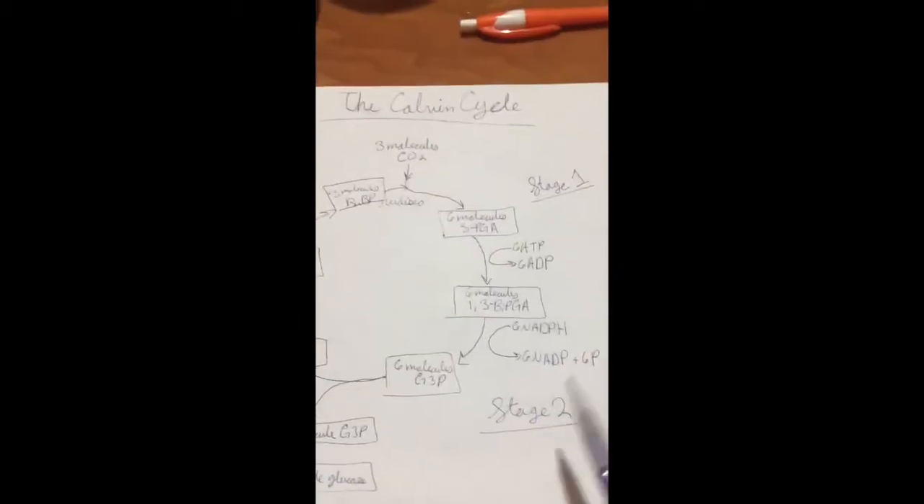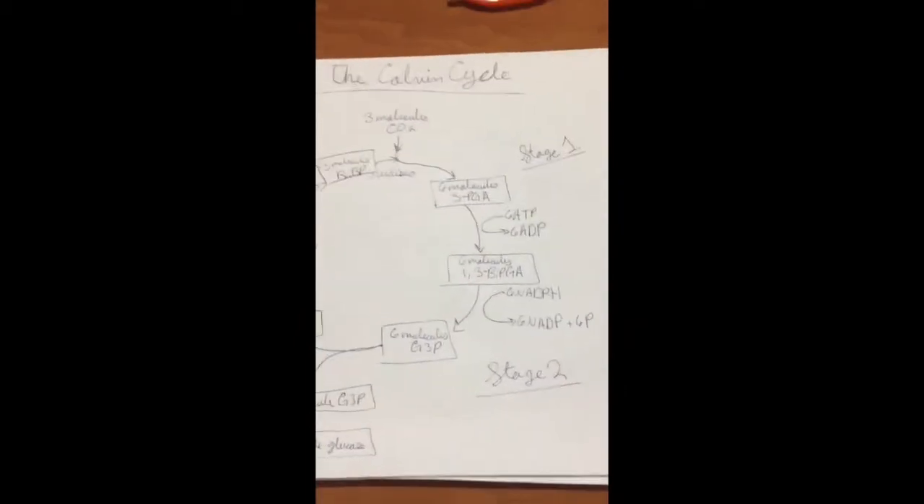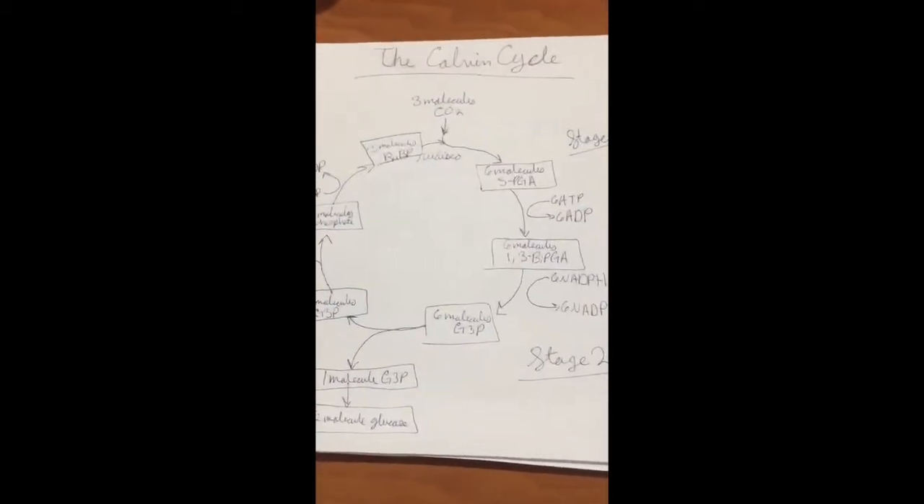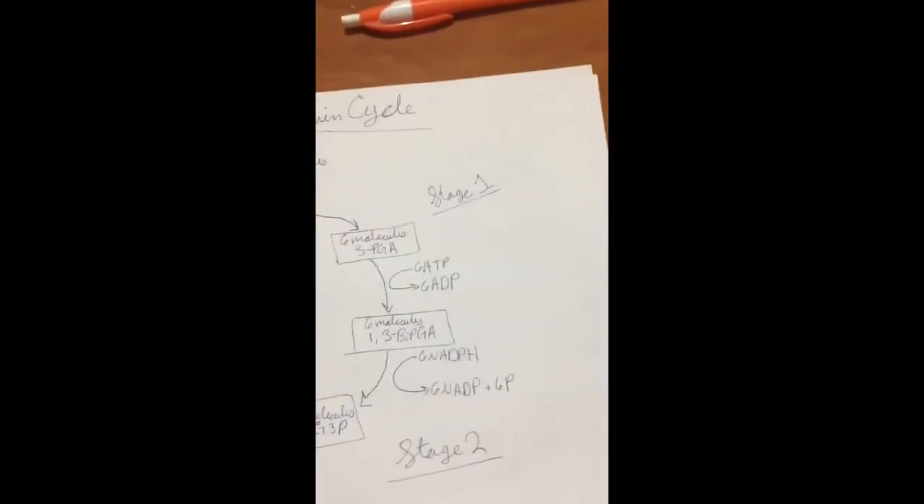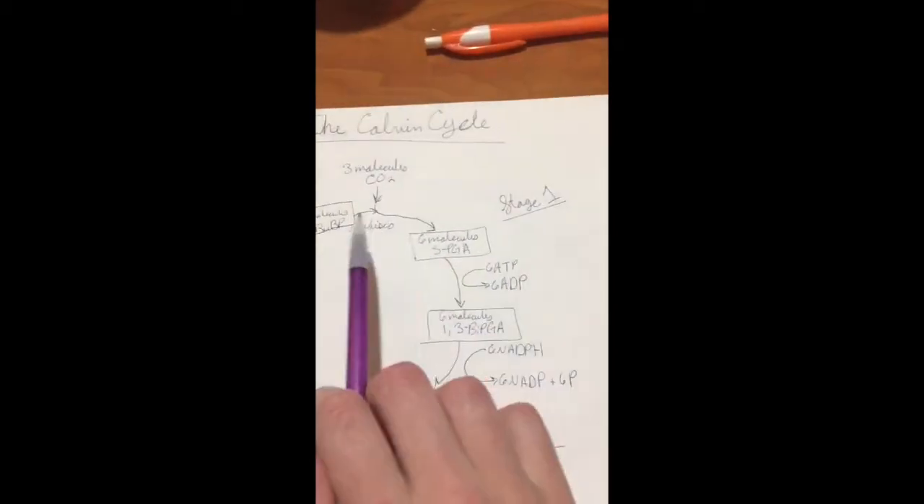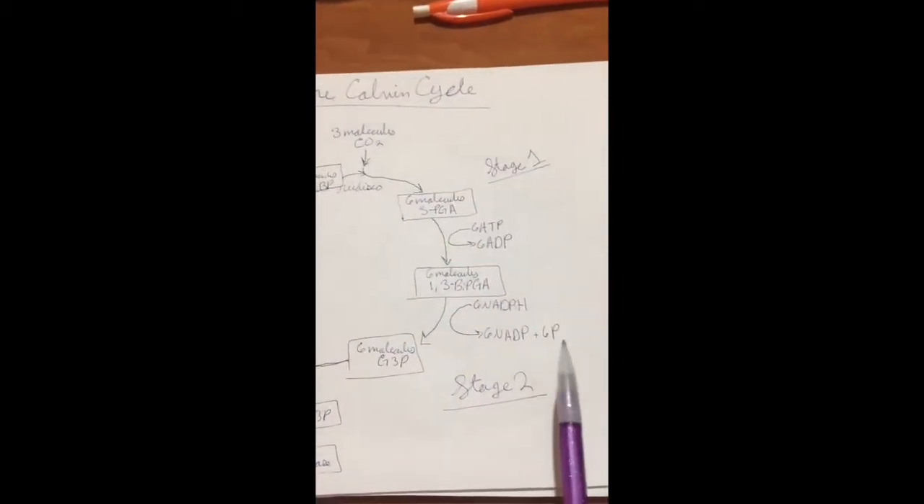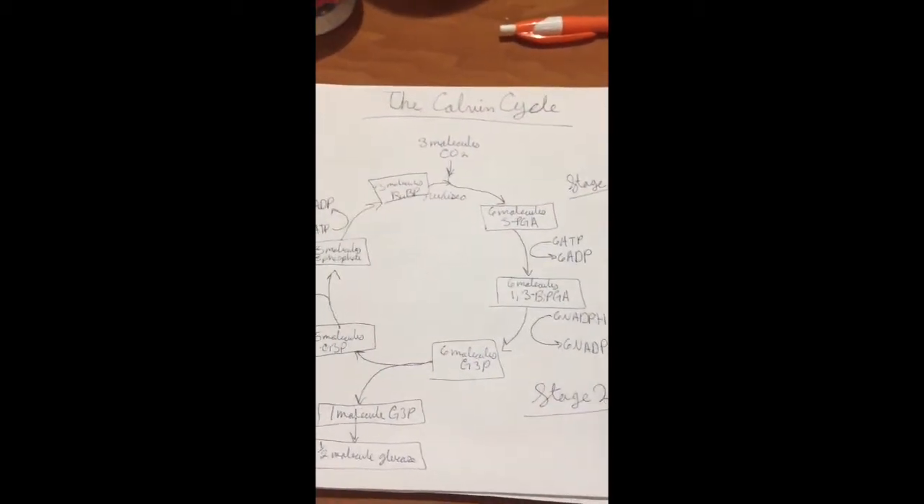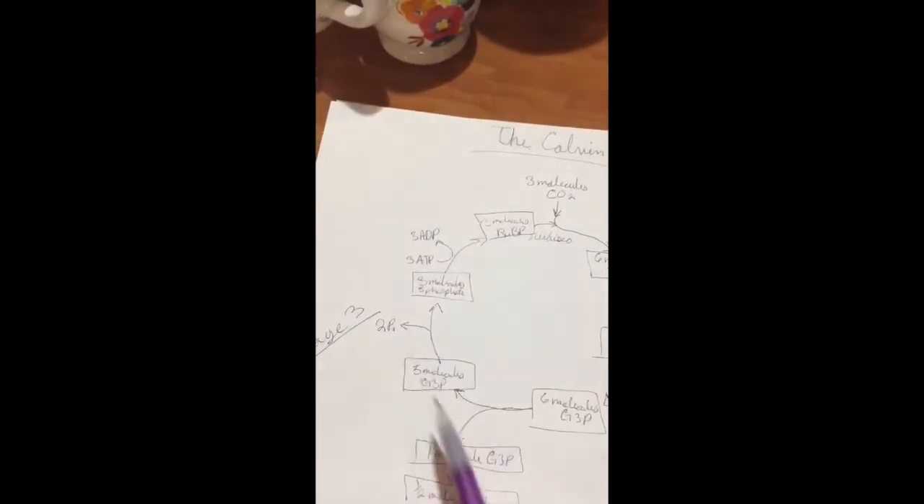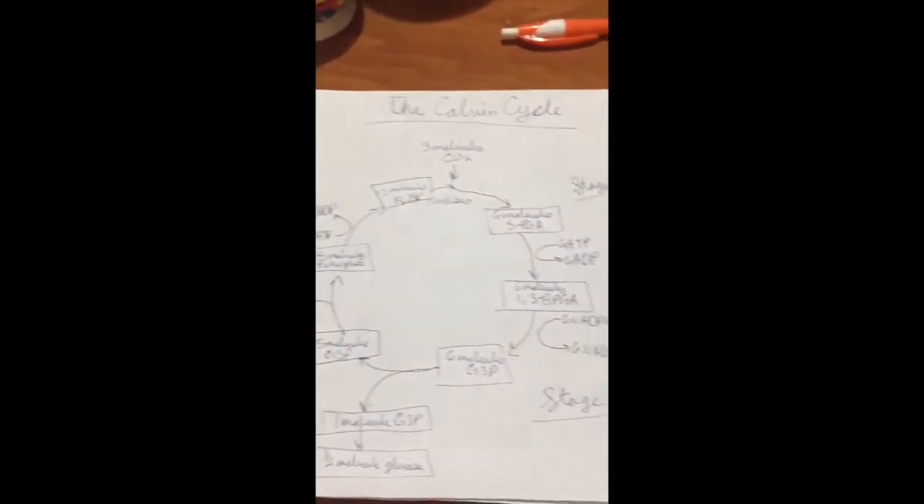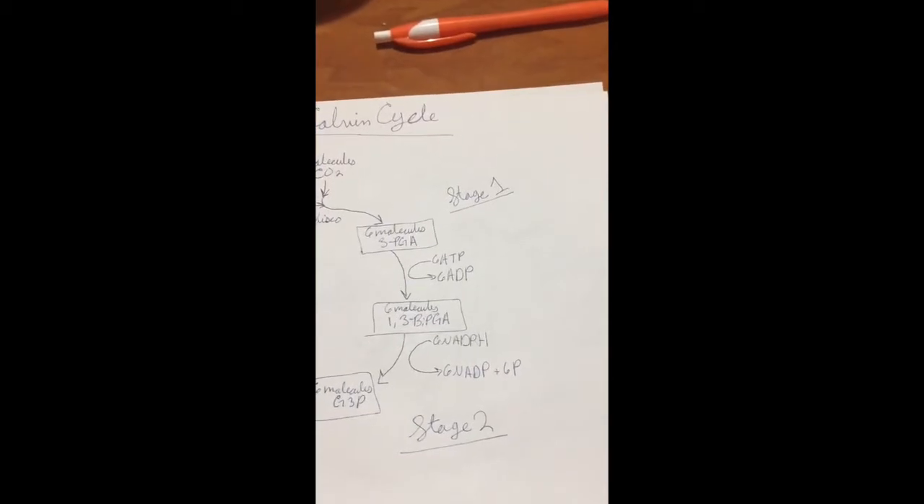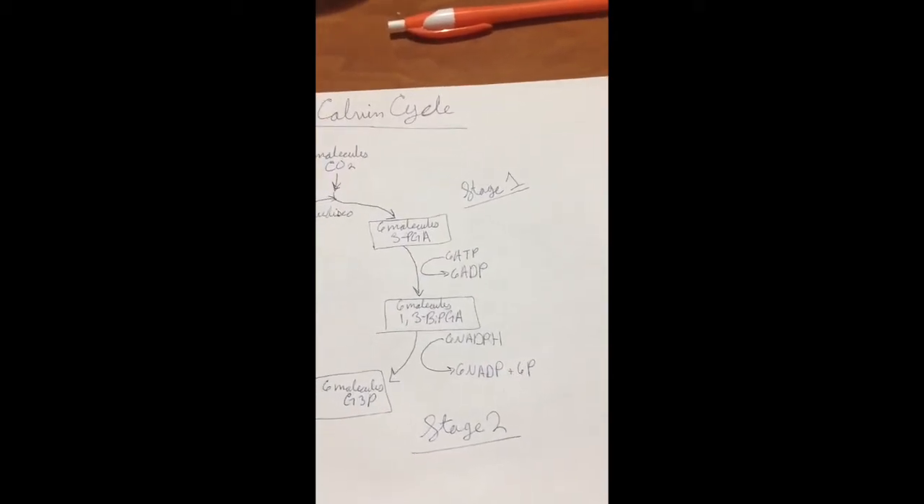Okay, but so the Calvin cycle is broken up into 3 stages, 1, 2, and 3. Stage 1 is the carbon fixation stage, which is this portion. Stage 2 is the reduction stage, this portion. And stage 3 is the regeneration portion. So starting off with stage 1.